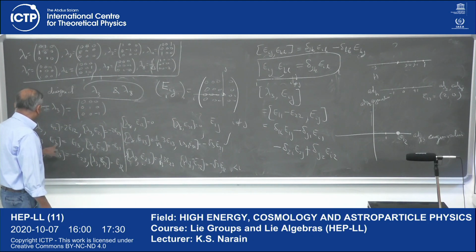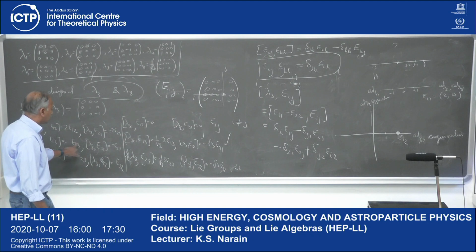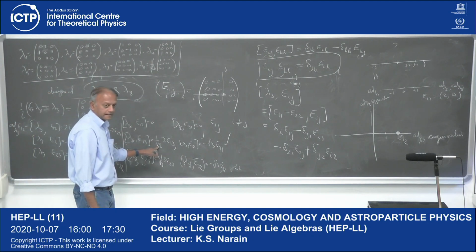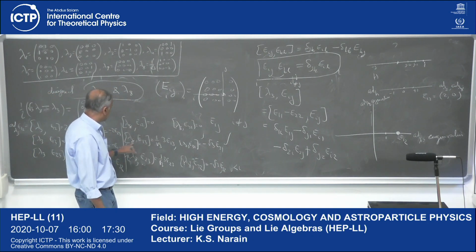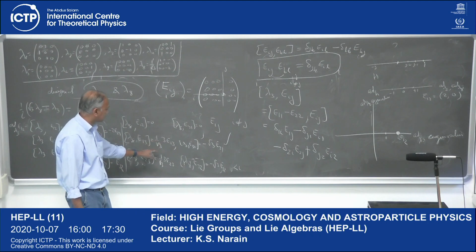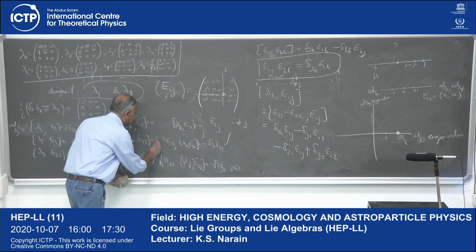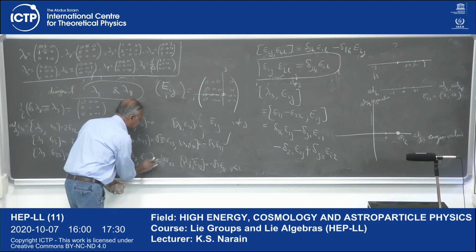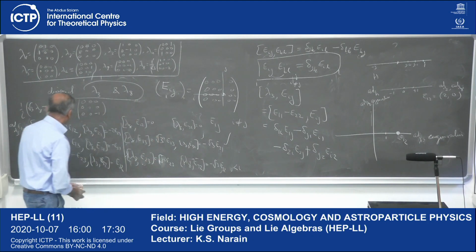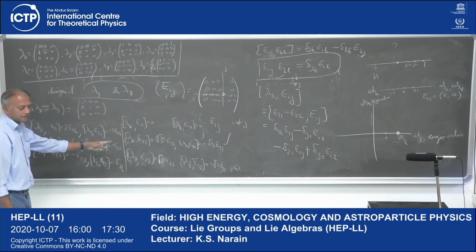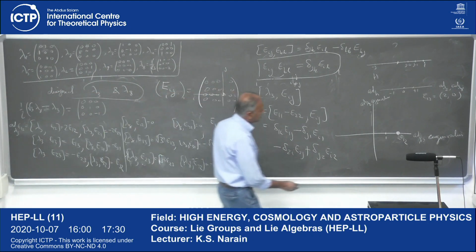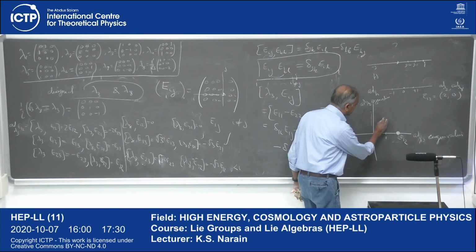E1, 3. So E1, 3 is 1, comma root 3. Right? The lambda 8 eigenvalue is root 3. 3 over root 3 is root 3. Let me just write it like that, root 3. Also this is root 3. So 1 comma root 3. So you try to plot that, 1 comma root 3.